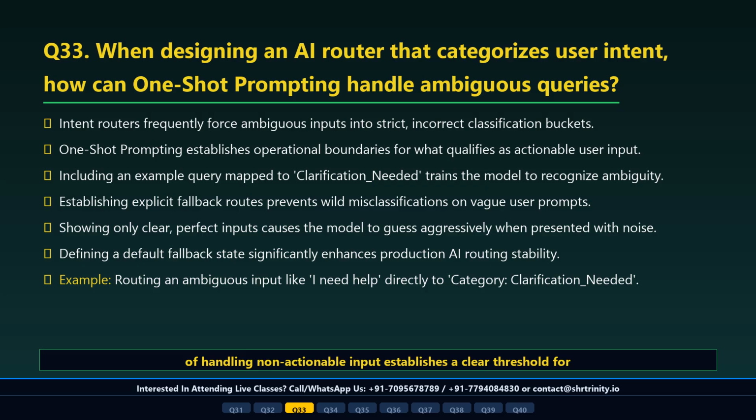Walk through our example with me. The input is simply "I need help." This input lacks any context regarding billing, tech support, or account management. Our one-shot example maps this specific input to category, clarification_needed. When the AI router encounters similar ambiguous user prompts, it matches the pattern and safely routes the request to a clarification workflow rather than incorrectly triggering an automated downstream system.